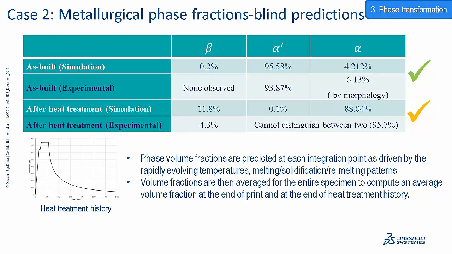Therefore, the volume fractions were averaged for the entire specimen at the end of print and at the end of heat treatment. As shown on top in the table, the simulation and experimental results show similar average volume fractions for alpha prime and alpha for both as built and heat treated conditions. As for the heat treatment process used here, it's similar to a typical mill annealing heat treatment applied to rod products.